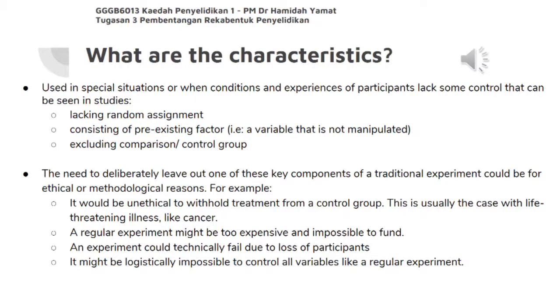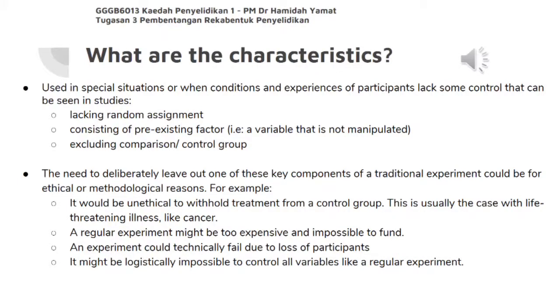As for the characteristics of quasi-experimental research design, this research is usually used in special situations or when conditions and experiences of the identified research participants lack some control. This can be seen in studies that do not have random assignment in their sampling, that consist of pre-existing factors such as variables that cannot and is not manipulated, or when a study excludes a comparison or control group. The need to deliberately leave out one of the key components of a traditional experiment or true experiment could be for ethical or methodological reasons.